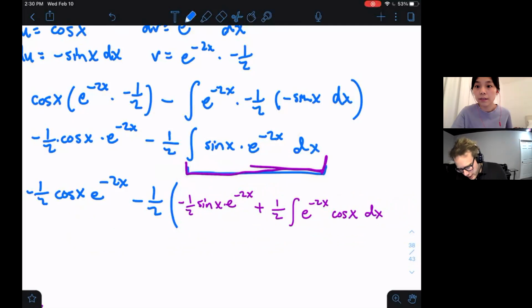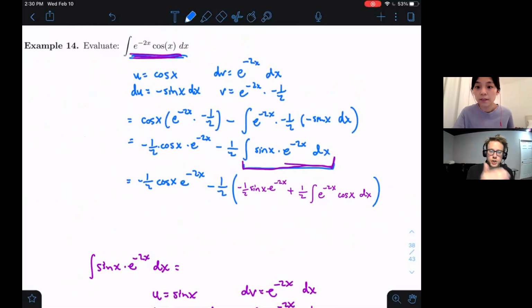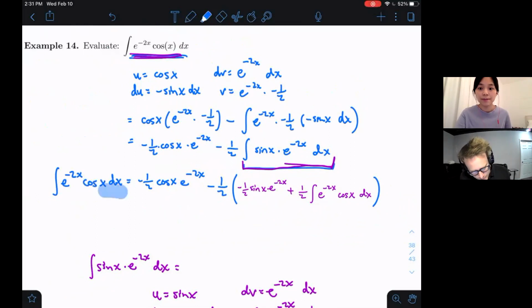So whatever you had for your answer, this is where you paste it. And again, I have a string of equal signs. We need to remember what's on the other side of this equal sign. We have the integral of e to the negative 2x cosine of x dx. So I have the exact same thing here as I have here.